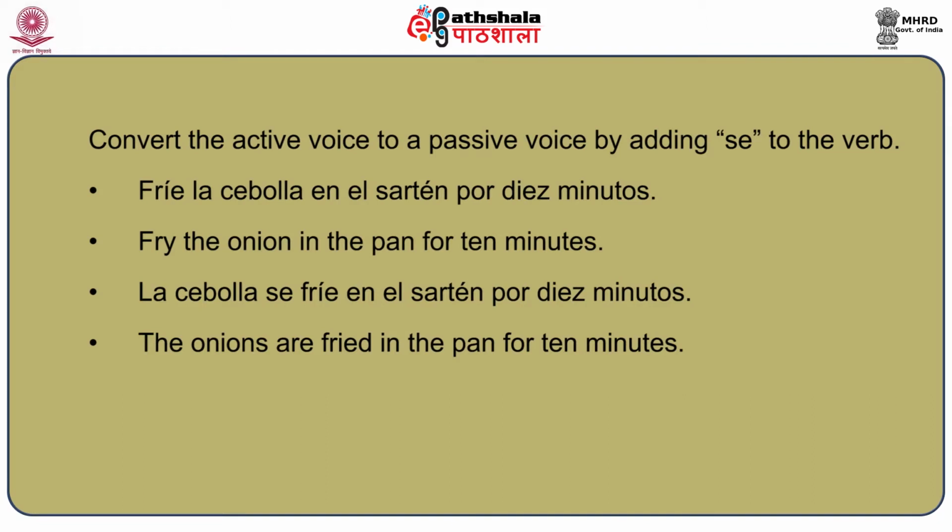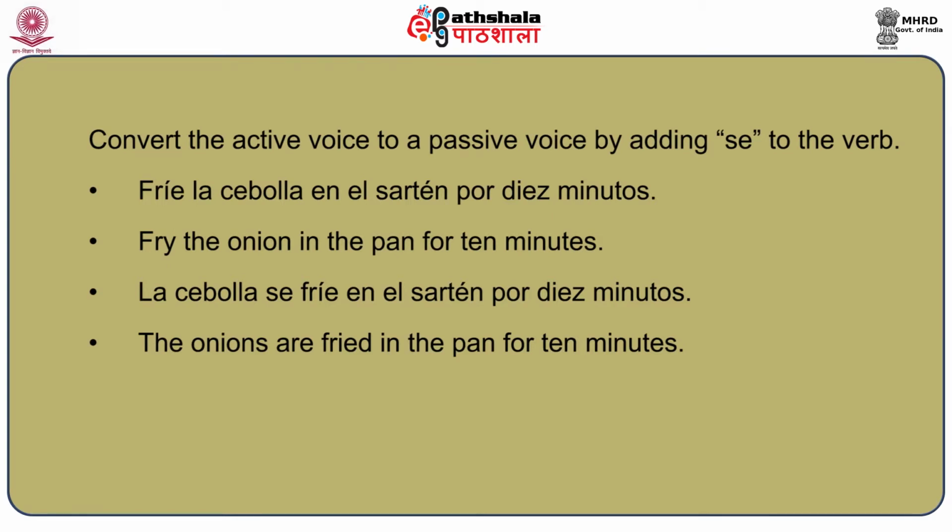Entonces, well, the underlined verbs are actually in passive form. In Spanish, the passive is formed by adding a se to the verb in third person singular or plural as we talk about other objects. Let's see some examples as to how to convert the active voice to a passive voice by adding se to the verb. So some of the examples are, for example, fríe la cebolla en el sartén por 10 minutos, meaning fry the onion in the pan for 10 minutes.